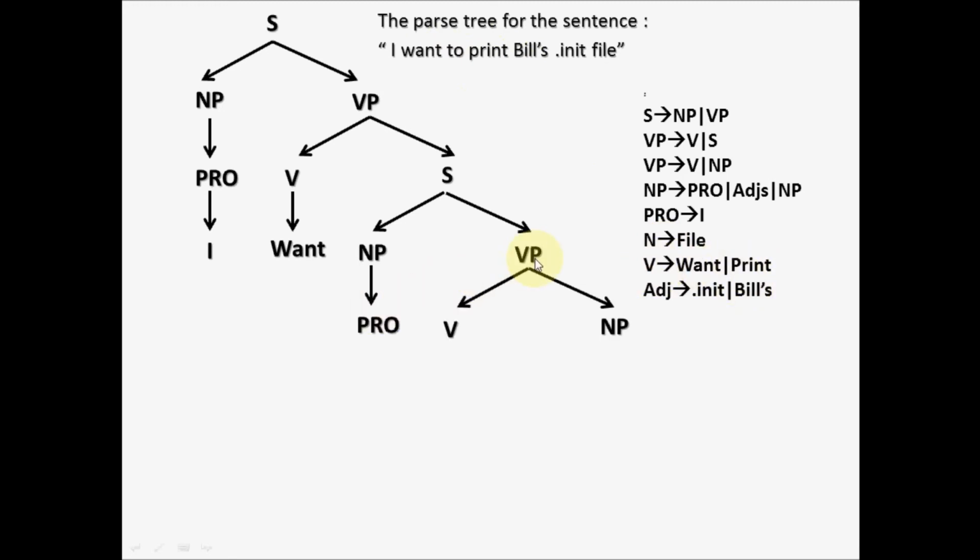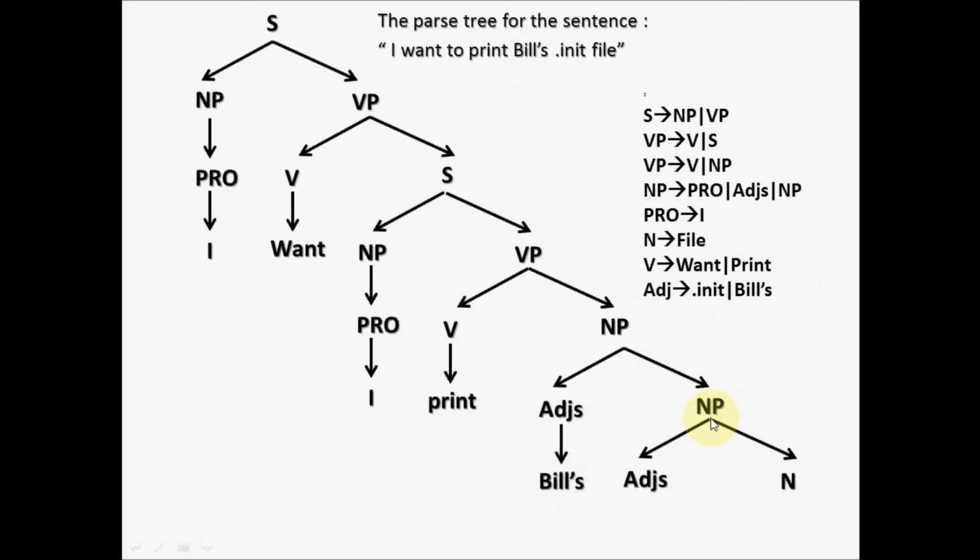Okay, so verb phrase can be replaced by verb and noun phrase. Now what is pronoun? I. Now verb, print is a verb, so I want, "to" is removed, print. Okay, noun phrase can be further split as adjective and noun phrase, and you know that bills is an adjective. Similarly, noun phrase can be further split as adjectives and nouns. So noun phrase can be replaced with adjectives and nouns.